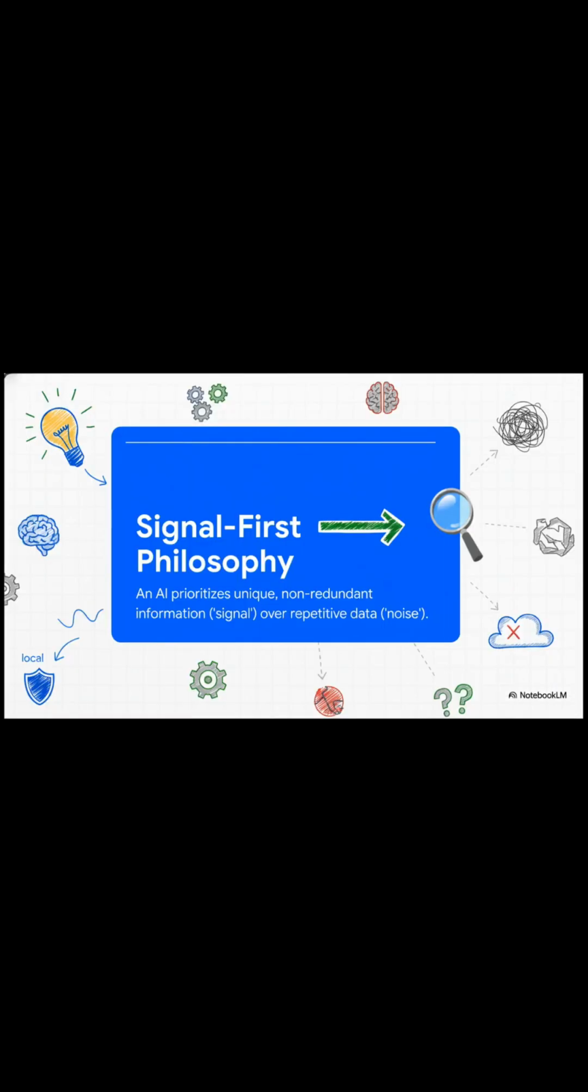So this brings us to what they call the signal-first philosophy. Instead of just grabbing more and more data, the system is obsessed with quality and uniqueness. It's like a gold miner, aggressively hunting for the signal, those core facts and new ideas, while tossing out all the noise. The repetitive SEO fluff, the marketing jargon, and the same explanation rephrased 20 different ways.